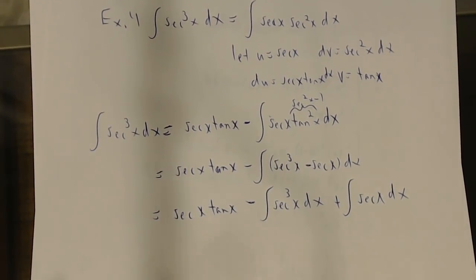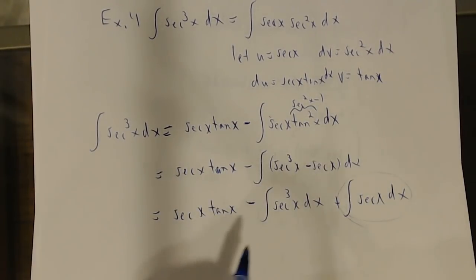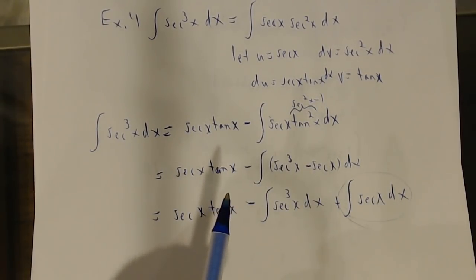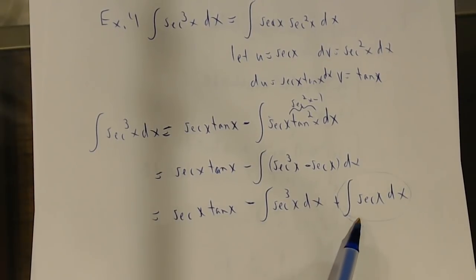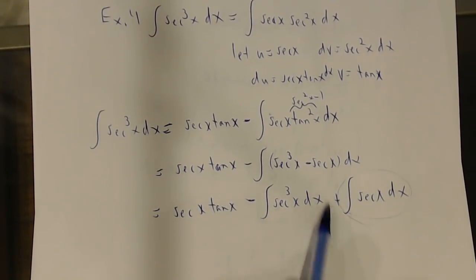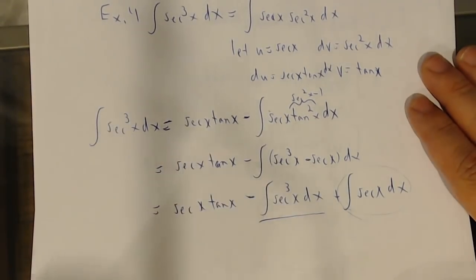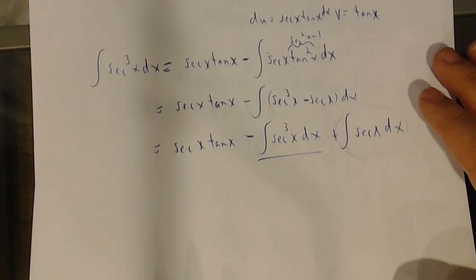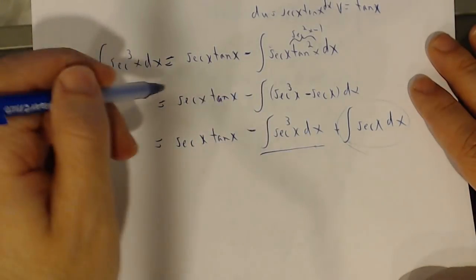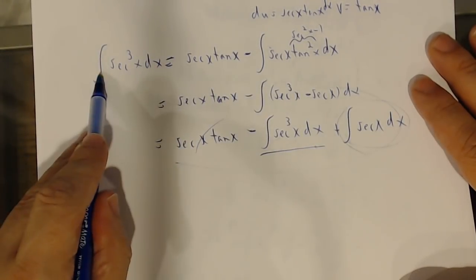And look at how nice this is. This one we know the antiderivative of. I just gave that to you, didn't I? So that antiderivative will be ln of the absolute value of secant plus tangent. Now this guy, hopefully you notice something. Look, isn't this what we're trying to find the antiderivative of? So in other words, all of this is equivalent to that.